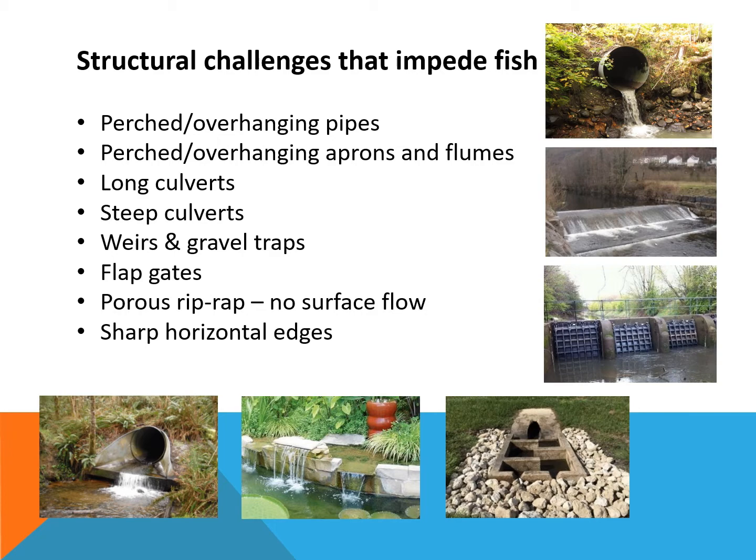Porous riprap, that's part of your erosion control. Often when it's put in, there's no surface flow, so the water disappears underneath. And sharp horizontal edges make it a real challenge for some species.